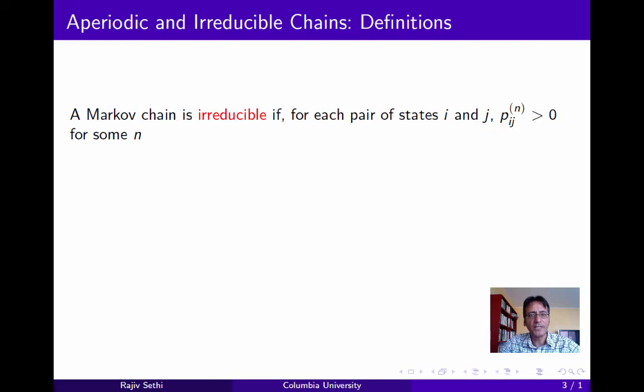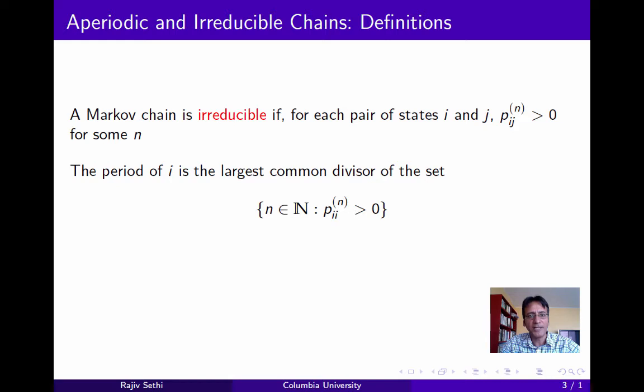Now recall that we defined a Markov chain to be irreducible if for every pair of states i and j, there exists some number n such that you can reach j from i in n steps. And we defined the period of a state i of a Markov chain as the largest common divisor of the set shown on the slide, and this is the set of all numbers n such that you can reach i from i in n steps.